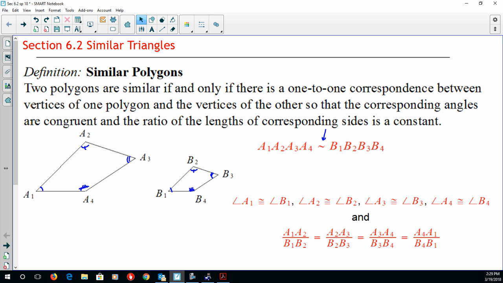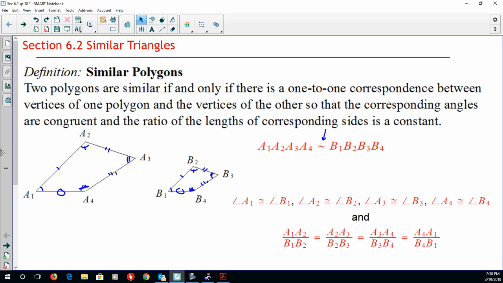Not only that though, the corresponding sides must be in proportion. In other words, the ratio of A1, A2 to B1, B2 is some number, but that's the same as A2, A3 to B2, B3, and that's the same as taking A3, A4 divided by B3, B4, and that number is the same as A1, A4 to B1, B4, so that the corresponding sides are in proportion. That's what we mean.